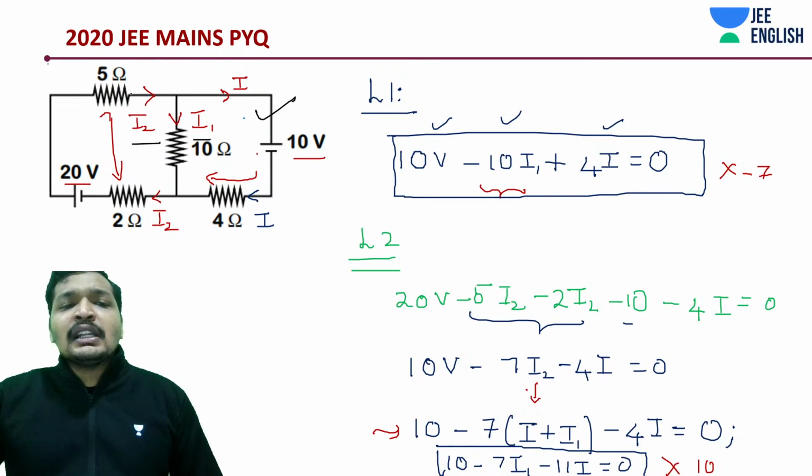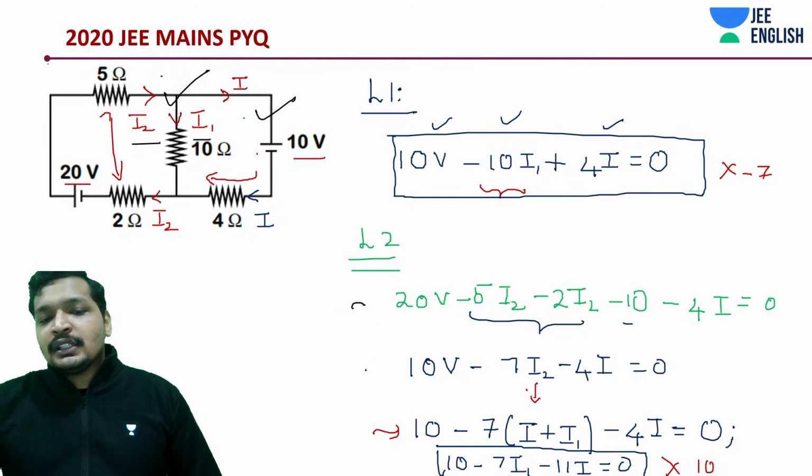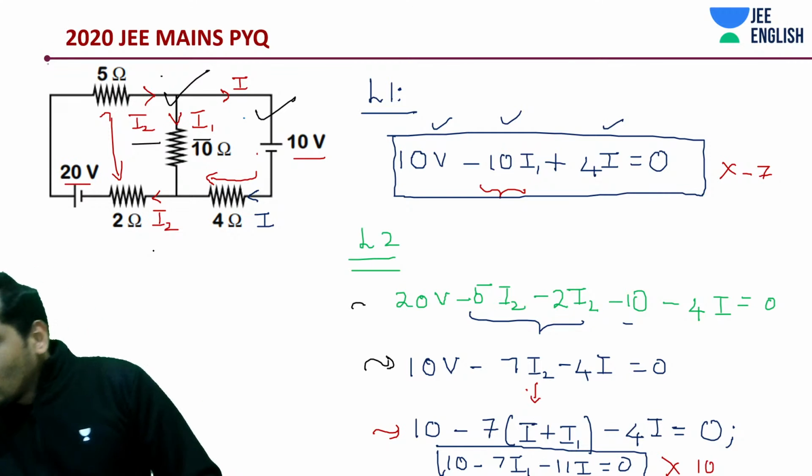Then the next one was the larger of the loops. We took the larger loop, the whole loop, and we got this equation. Quickly try to get to the answer. That was the next thing that I told you.